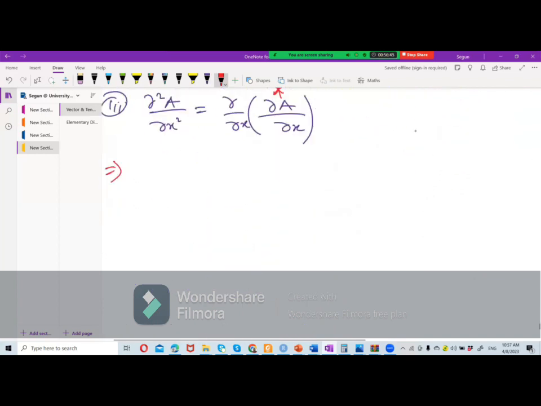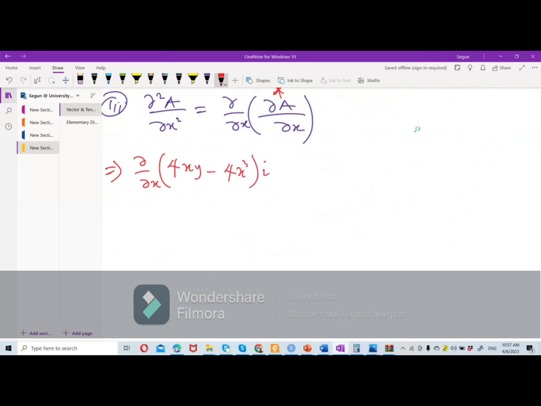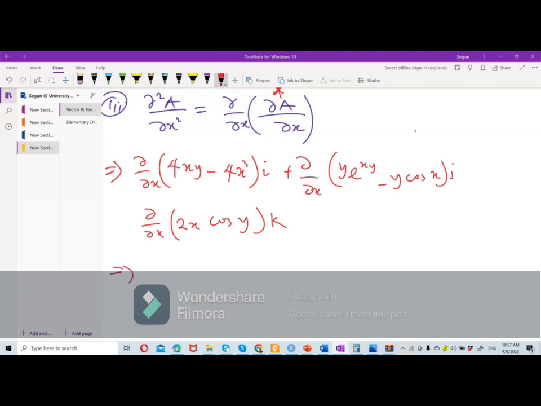So it's going to be d/dx of the first one, which is 4xy minus 4x cubed i, plus d/dx of y exponential xy minus y cos x j, then d/dx of 2x cos y k. So you have this one. So let's differentiate this one with respect to x. What do we have? 4y minus 12x squared i.